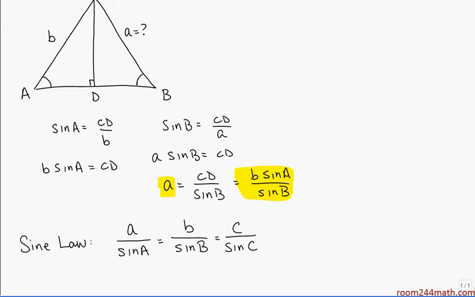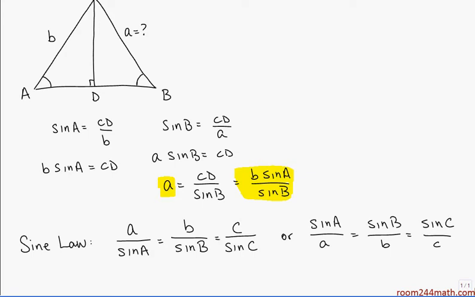And it's very easy to remember. A over sine A equals B over sine B equals C over sine C. We can rewrite it as the reciprocals equal to one another too. We could write it as sine of angle A over lowercase a is equal to the sine of angle B over lowercase b is equal to the sine of angle C over lowercase c. And both are fine. It just depends on what you're looking for.